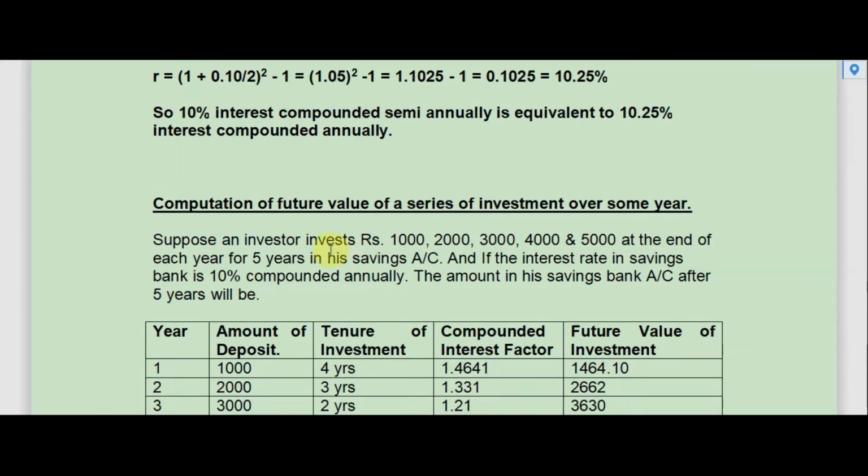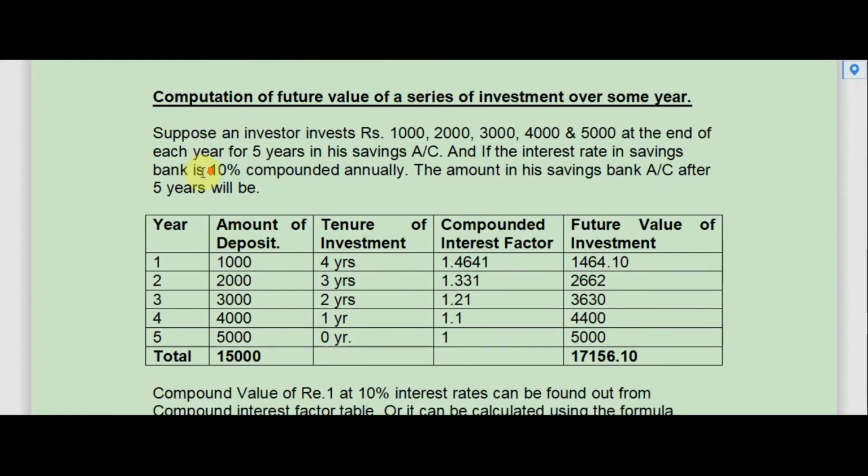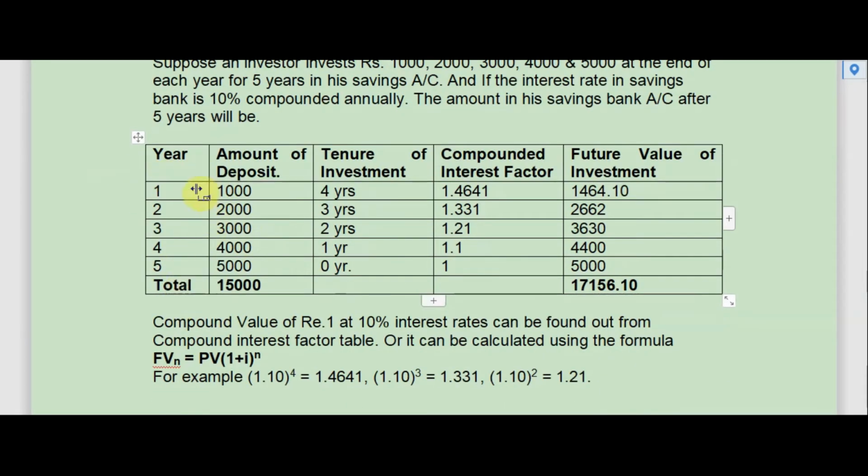Now the next topic, computation of future value of a series of investments over some years. How will we calculate it? Suppose an investor invests rupees 1000, 2000, 3000, 4000 and 5000 at the end of each year for 5 years in his savings account, and the interest rate is 10% compounded annually. What will the amount in his savings account be after 5 years? These are the different columns: year 1, 2, 3, 4, 5, amount of deposit 1000, 2000, 3000, 4000 and 5000, total is 15,000.